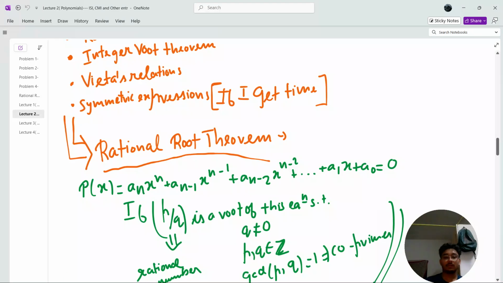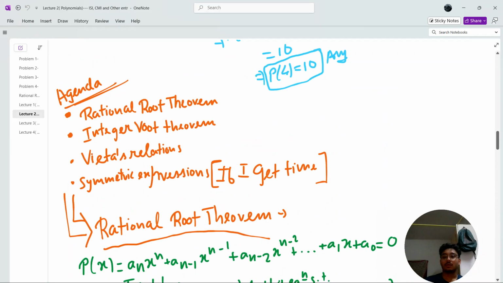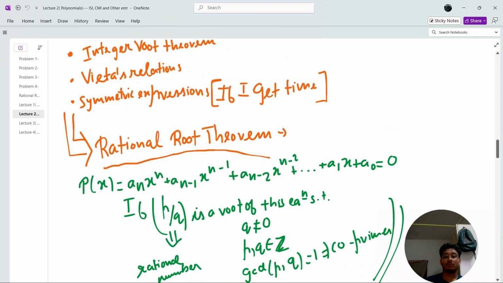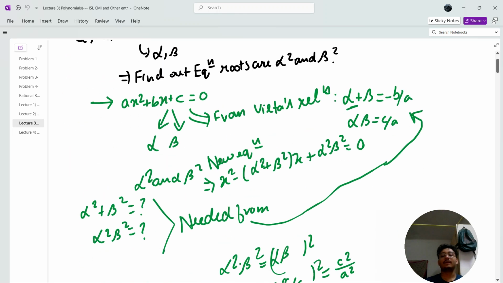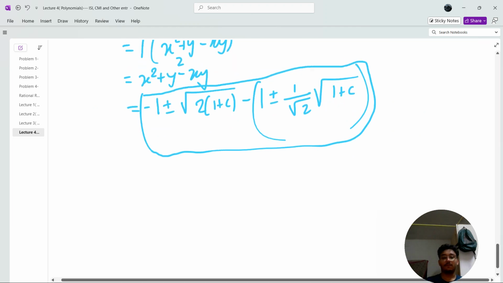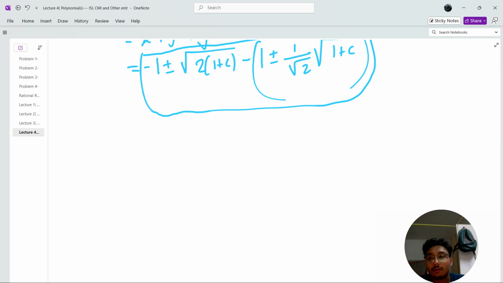So these were my notes for your agenda. That is my rational root theorem and integer root theorem. My lecture 3 was basically a continuation of my rational root theorem. Now comes lecture 4, which is this one. So yeah, time for the question. Give me 2 minutes to think after I have written the question.